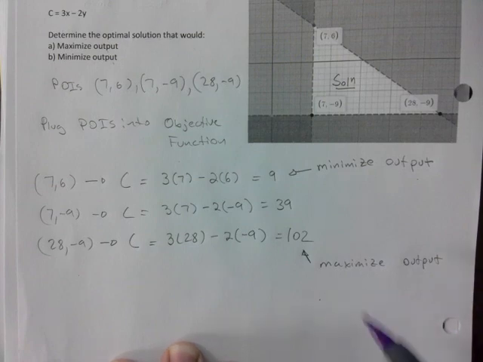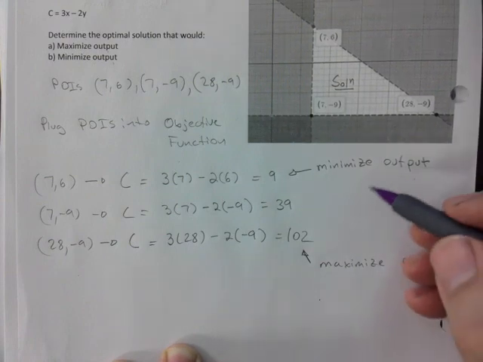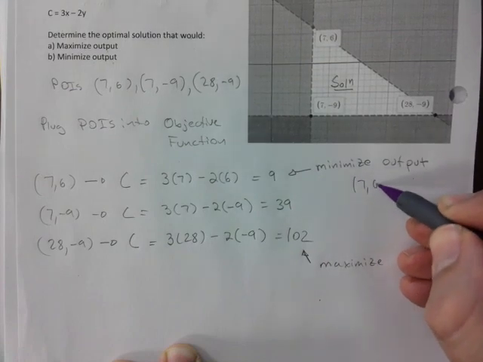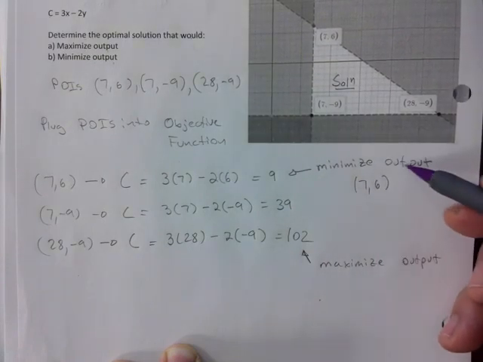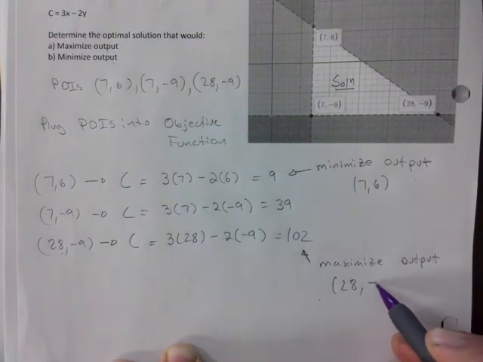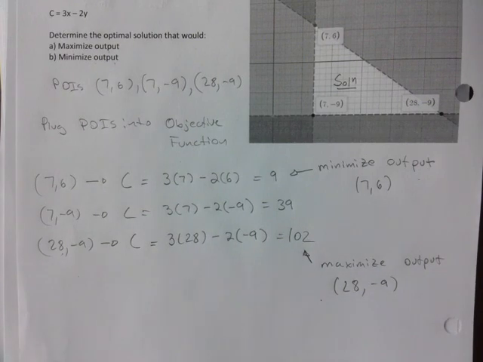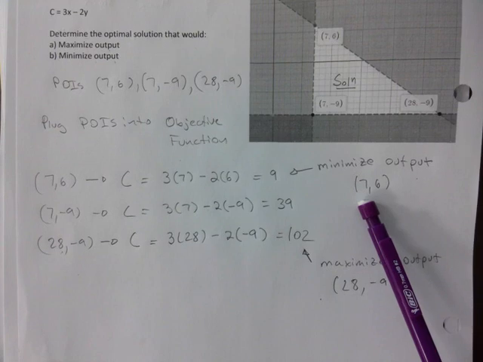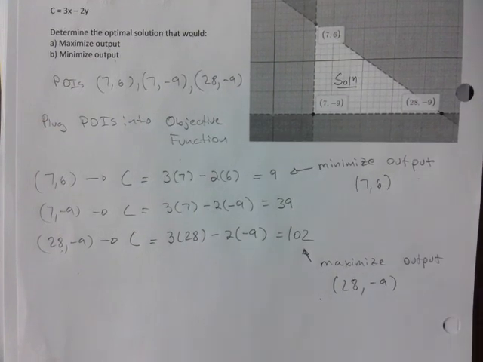So that's the added step that we're going to introduce. We're going to talk about how we come up with our objective function. It's not that bad at all, but it's usually worth a full mark. So you would have to say, a combination of 7, 6 will minimize output, and a combination of 28, negative 9 would maximize the output in this case. And those will mean something to us, right? 7 sandwiches, 6 hot dogs.